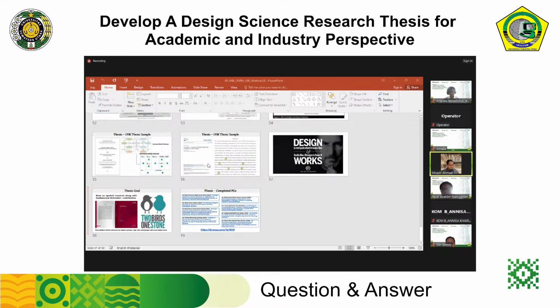Muhammad Faris Arkan, and I would like to ask what key element distinguishes a design science research thesis in the context of both academic rigor and practical applicability from an industry perspective? Okay, very good question. This does not sound undergraduate. The key element that distinguishes a design science research thesis in the context of both academic rigor and practical applicability from an industry perspective.